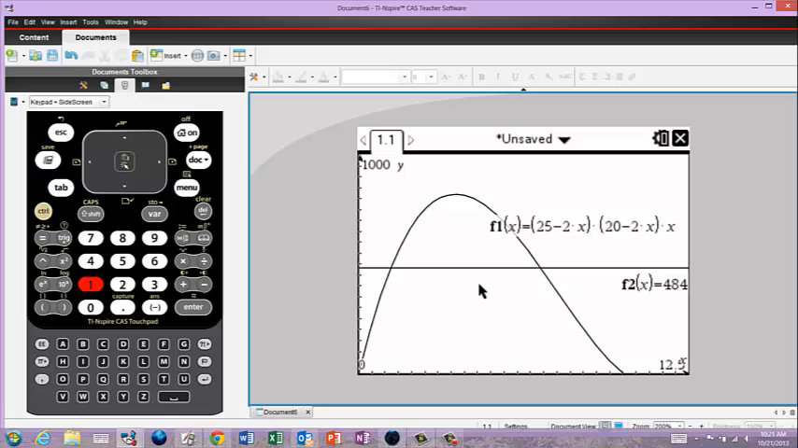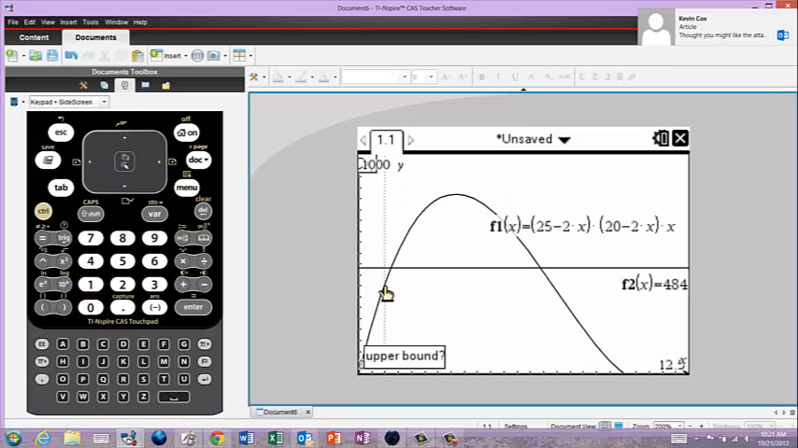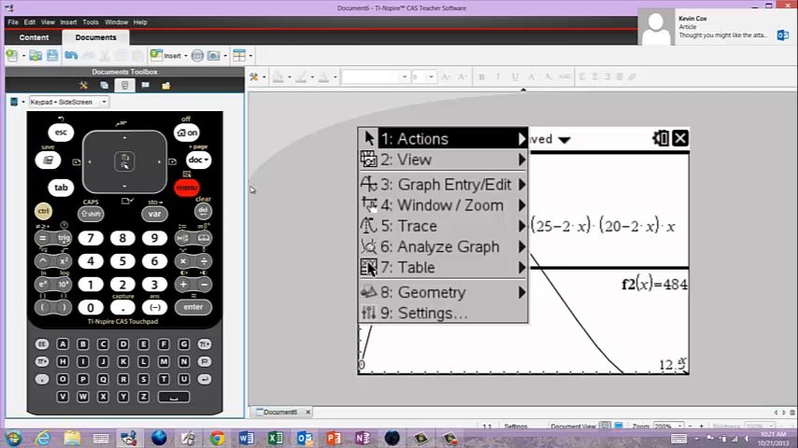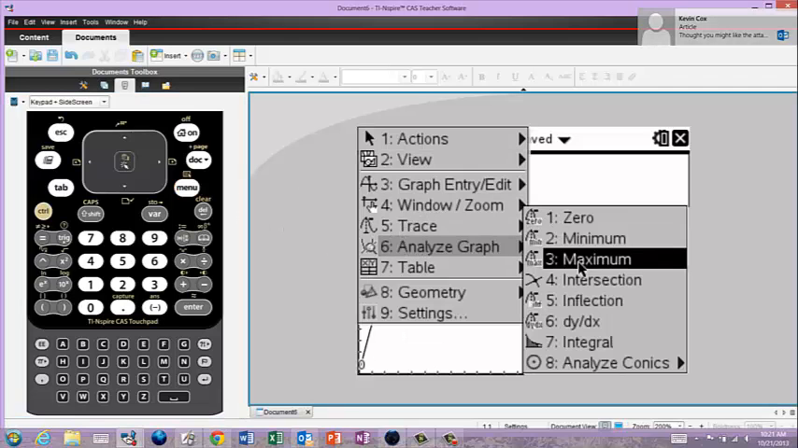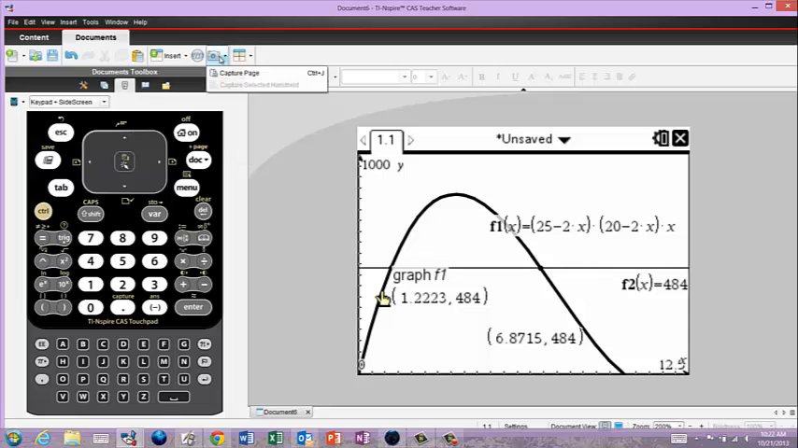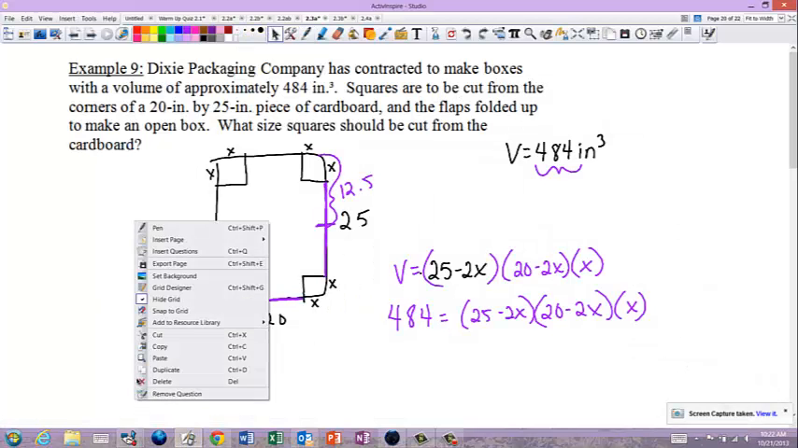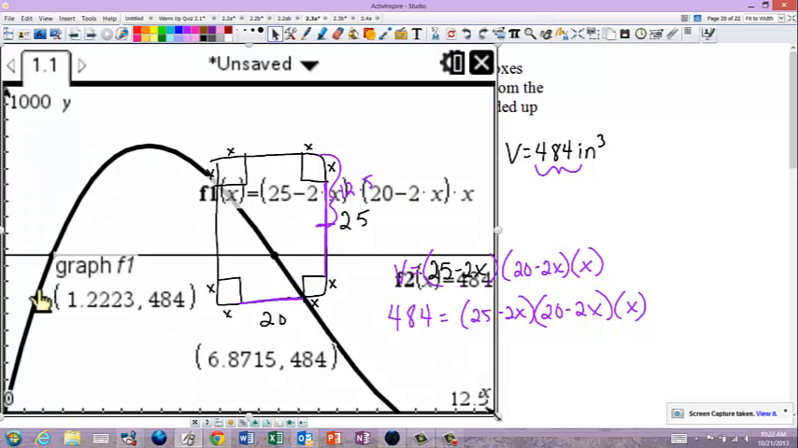And now we can see it. And oh look, I have two answers. I have one here and one here. So menu, analyze graph, intersection. Menu, analyze graph, intersection. Okay. Plus. Pull them down here where I can see them. Capture page. That's huge.